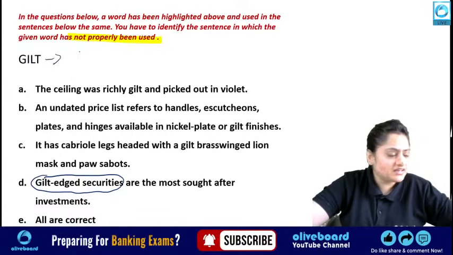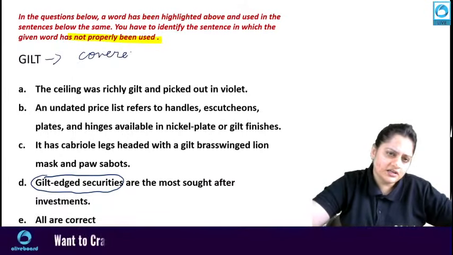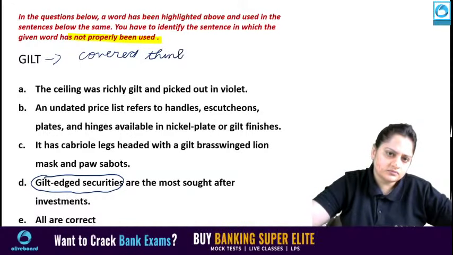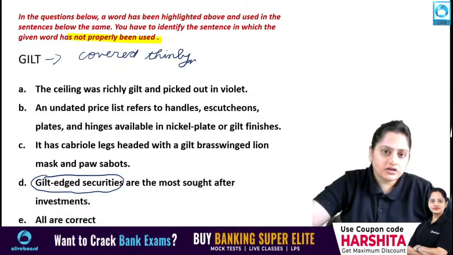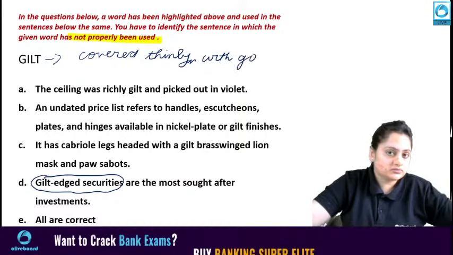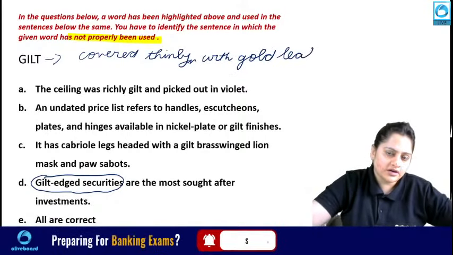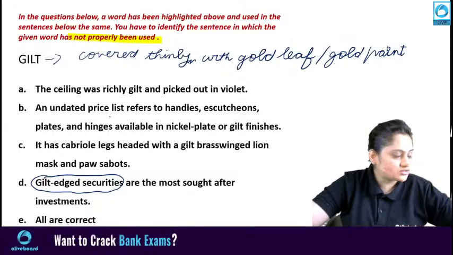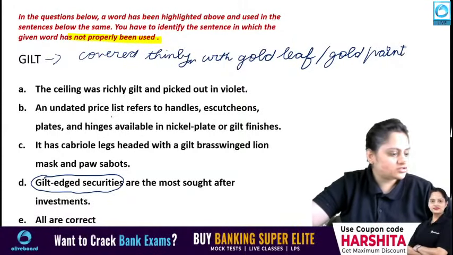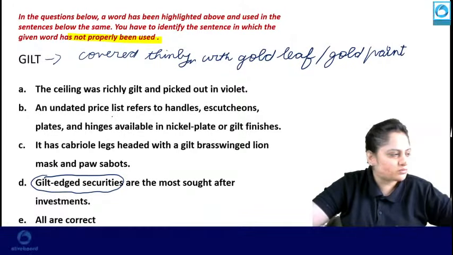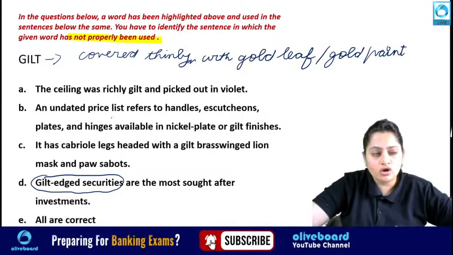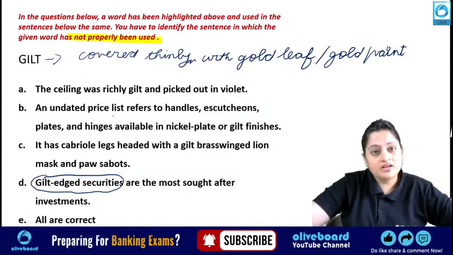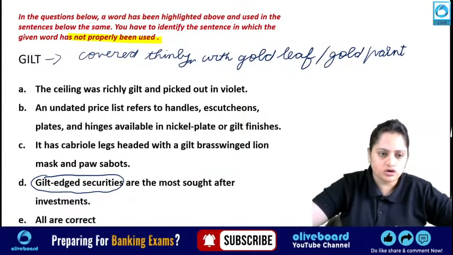Acha, one is gilt is covered thinly with gold leaf or a kind of gold paint. Something which is covered in gold paint or gold leaf. Okay. So that is gilt, right? So based on that, if you can give me your answer. If you don't know the word meaning, you will probably never be able to answer. Here, all the different meanings of the given word you should know. Same word can have 2-3 meanings. You should know the context.